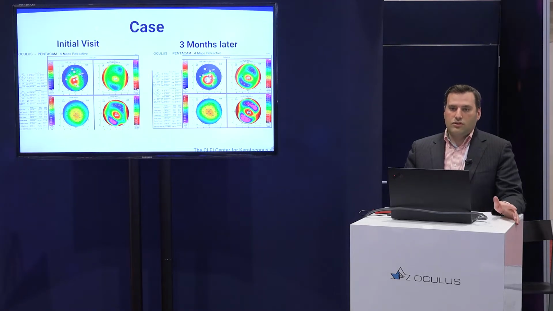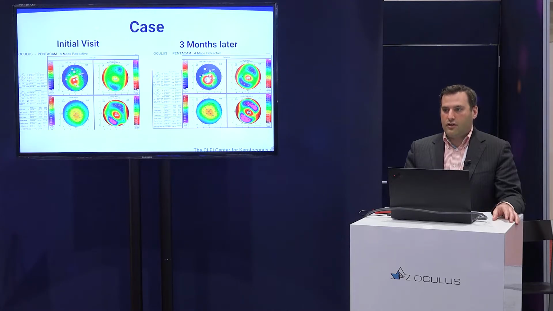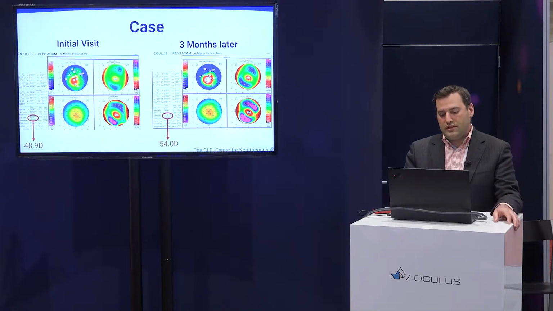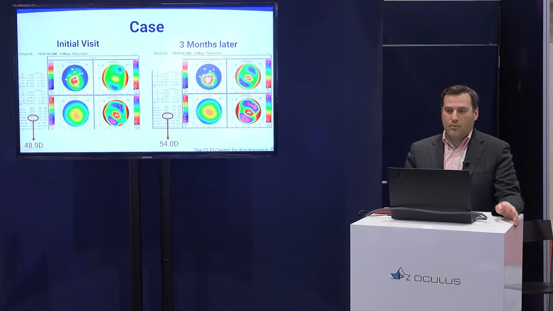So as we know, tomography has become the gold standard to diagnose patients and follow them for progression over time. And the metric that's clearly used the most is Kmax. Most of the literature reports on Kmax to determine efficacy of treatments, progression of disease.